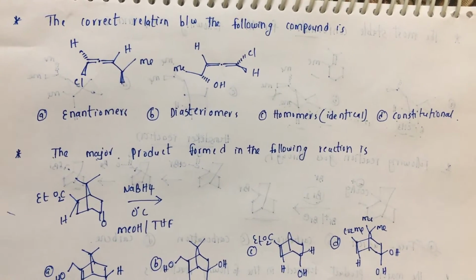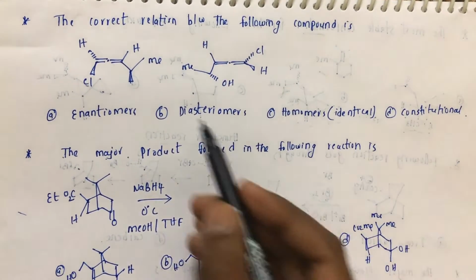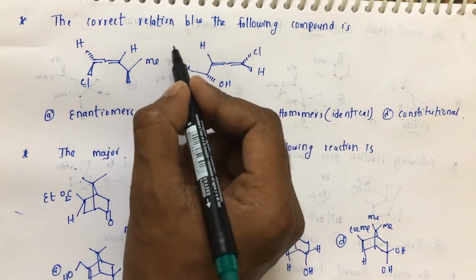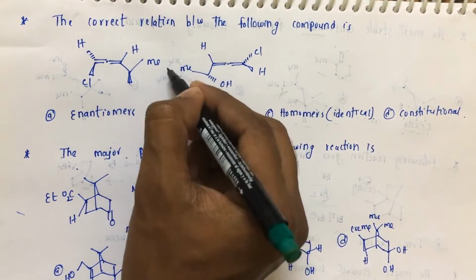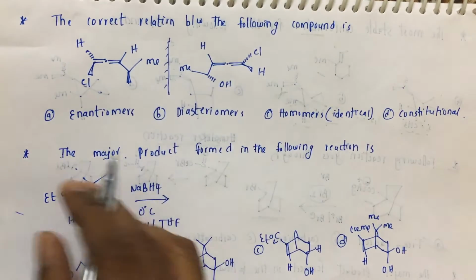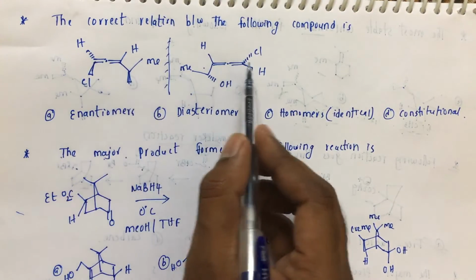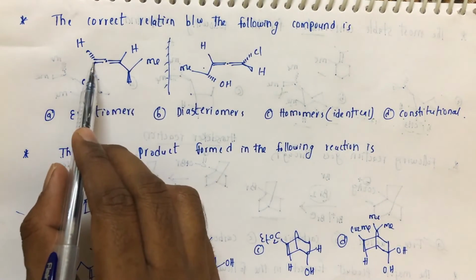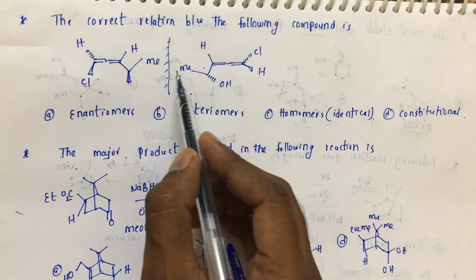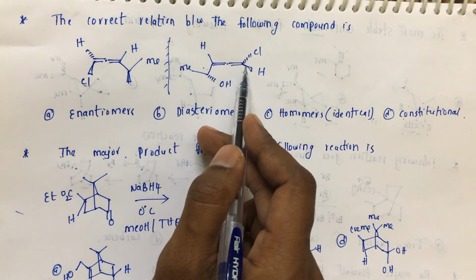And the next question we have here: the correct relationship between the following compounds is. So here we have two compounds. First we'll see whether they are mirror images of each other or not. So when we draw the mirror image for this, this carbon has to come here and this carbon has to go here, but this carbon position is not changed. So this carbon came here and this carbon came here.